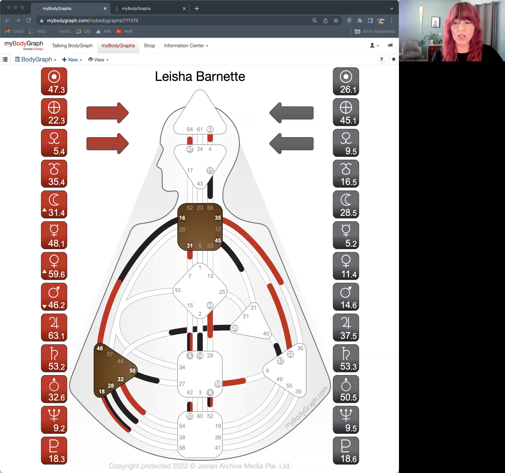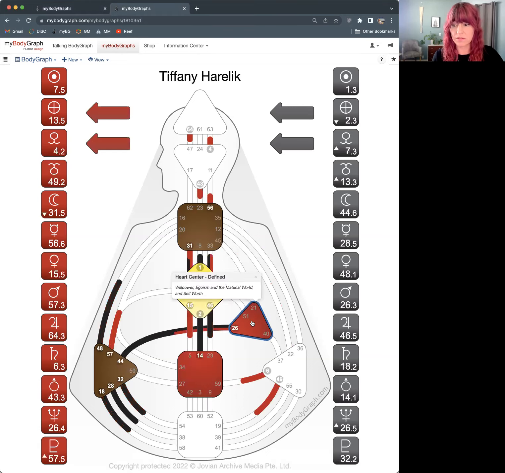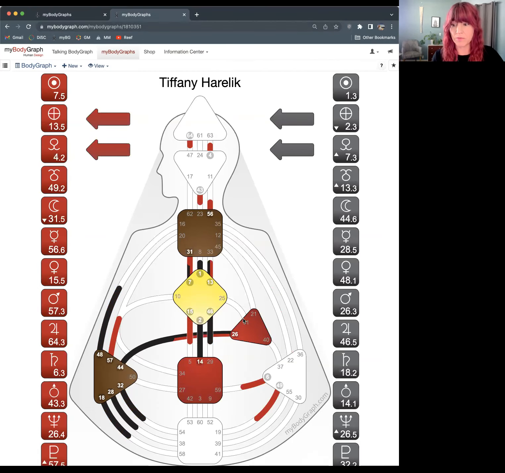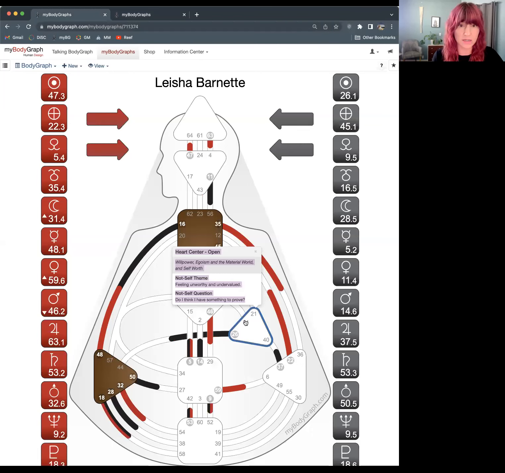And so you'll want to look up your body graph. You can go to mybodygraph.com and do a free account and just look up your chart and see if your heart center is colored in, like Tiffany's here. Is it colored in? Or is it undefined like mine, which means that it's not colored in. It's going to be an inconsistent way that willpower and worth and value shows up in our lives.